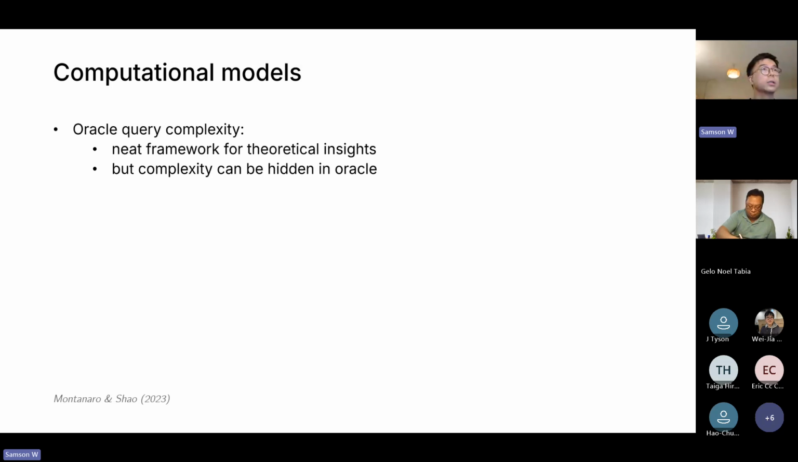This is a neat framework for theoretical insights, and indeed many important insights have been proven in this framework. But the complexity of the problem can be hidden in an oracle, because a quantum algorithm is given access to a different oracle than the classical one. So if we want to think about more concrete problems, motivated more by real world problems, this might not be the most favorable model to think of.